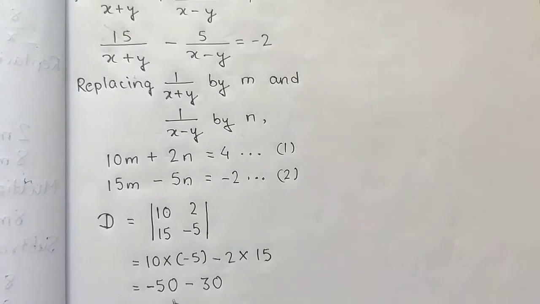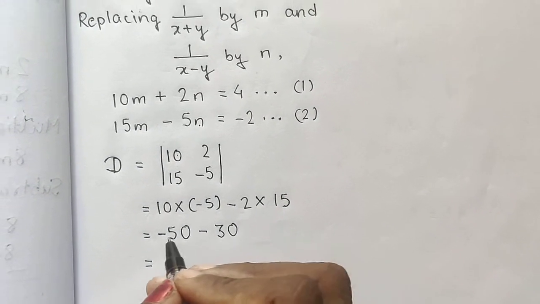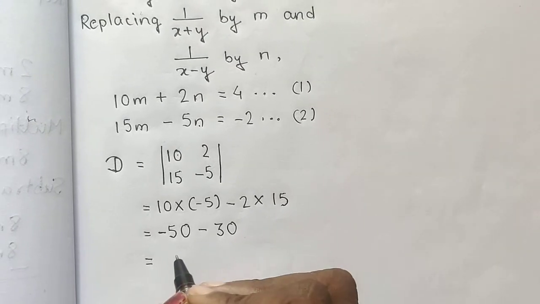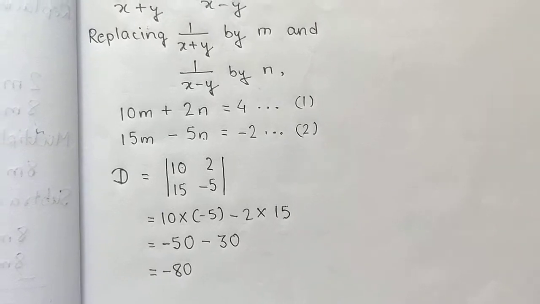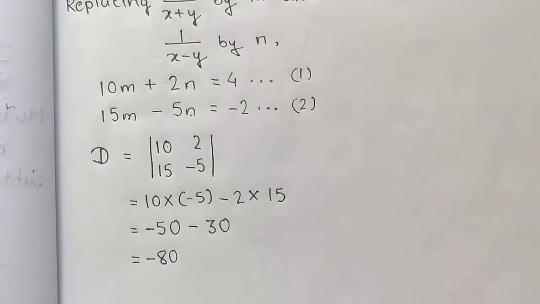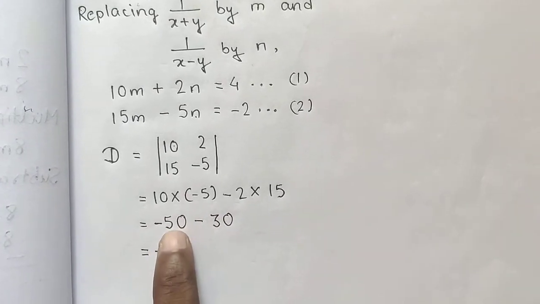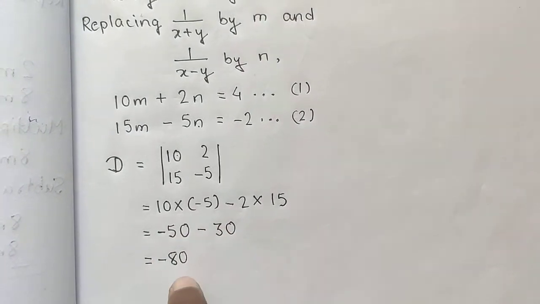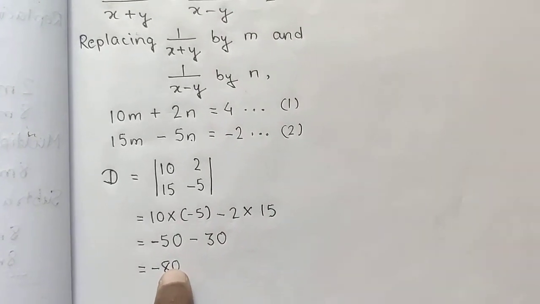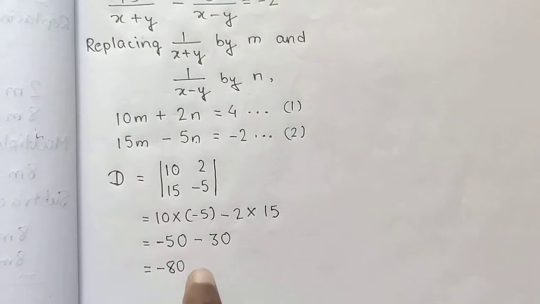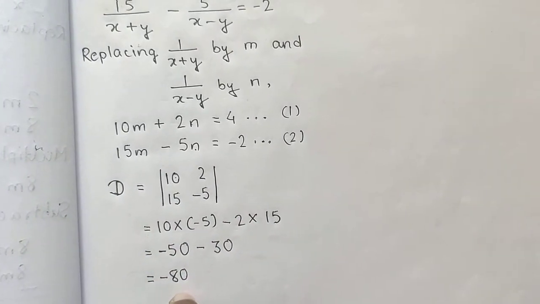Now you are going to add these two, because minus 50 and minus 30 are both negative. So add, what is the answer? 50 plus 30 is 80, and put a minus sign. Already I have told you, if the sign is the same then add. The sign of both numbers is the same, both are negative, so add 50 plus 30, which gives 80, and since both are negative, your answer is also negative. In this way we got our first determinant D, and the value of D is minus 80.